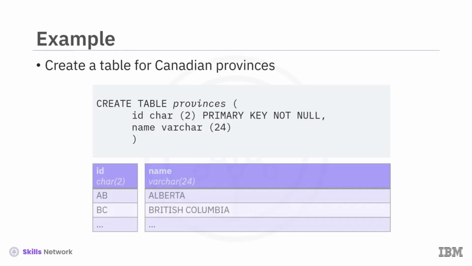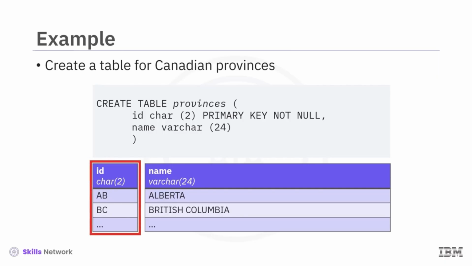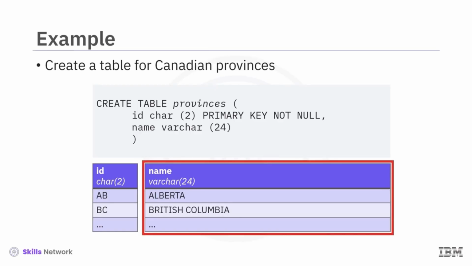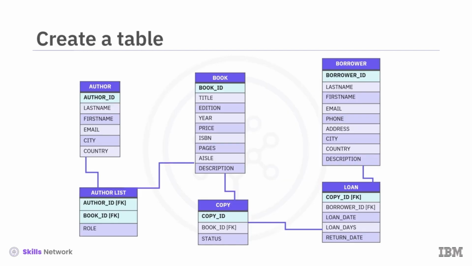Issuing this statement would create a table in the database with 2 columns. The first column, ID, for storing the abbreviated 2-letter province shortcodes such as AB, BC, and so on. The second column is called name for storing the full name of the province, such as Alberta, British Columbia, and so on. Now, let's look at a more elaborate example based on the library database.